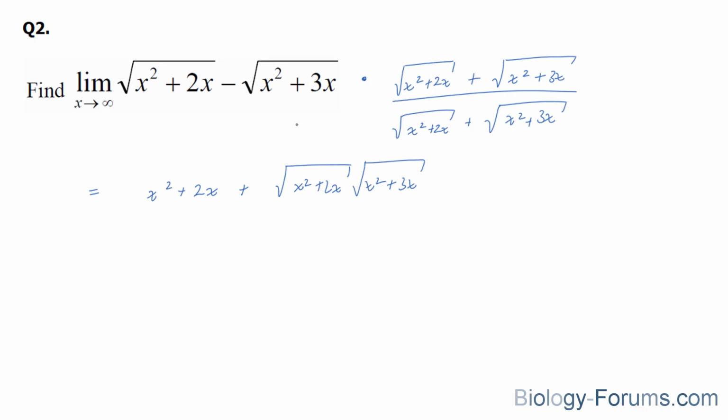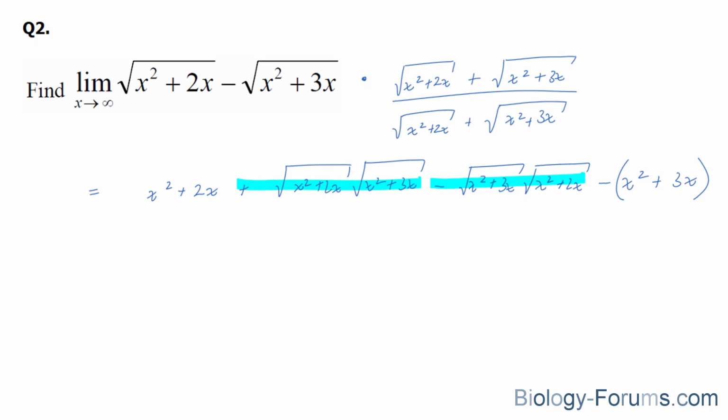And lastly, these two multiplied give us the square root of x squared plus 3x times x squared plus 2x. Multiplying this one with this one gives us essentially the number without the square root minus x squared plus 3x. And don't forget the brackets around these two terms. You'll notice that these two middle terms are the exact same. I'm just going to highlight them to show you. So that suggests we can simply cancel them out.